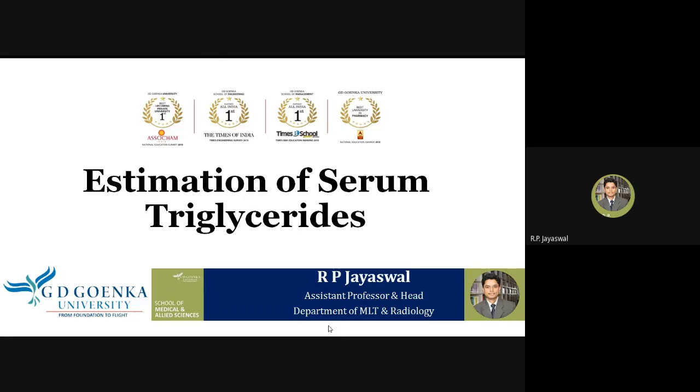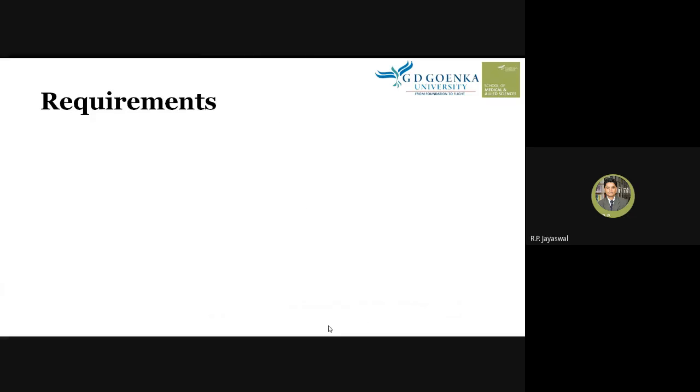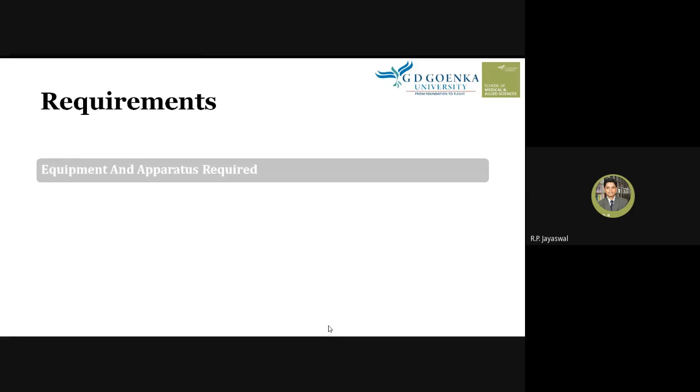Okay, this is the experiment of clinical biochemistry practical, and the aim of the experiment is estimation of serum triglycerides. So we require some requirements while performing this test in the lab. What requirements do we need to procure? So let's know about this.